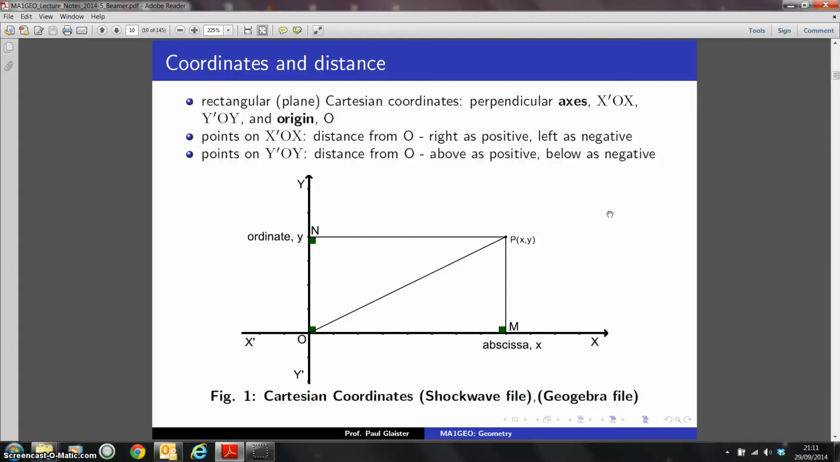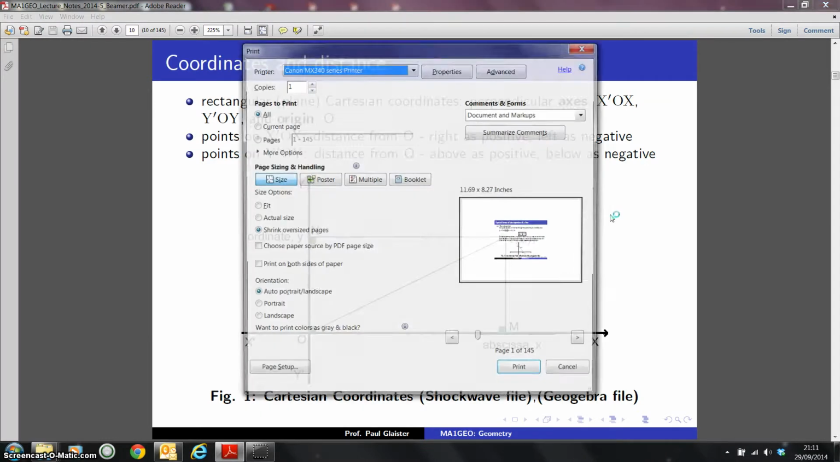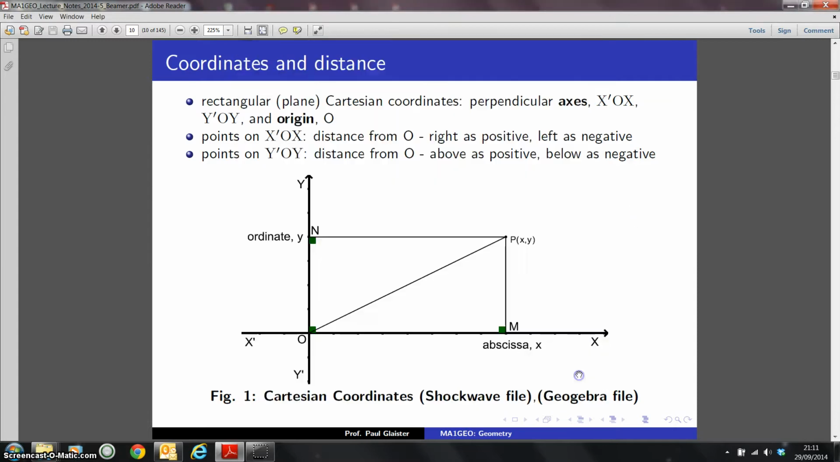Okay, moving on to the next section, coordinates and distance. It's all a bit dull, but we do all need to make sure we're doing the same thing. So again, back to our Beamer file, Control L.